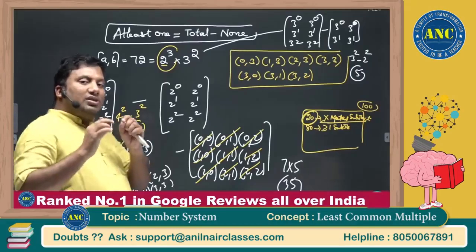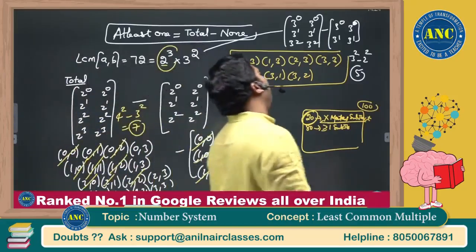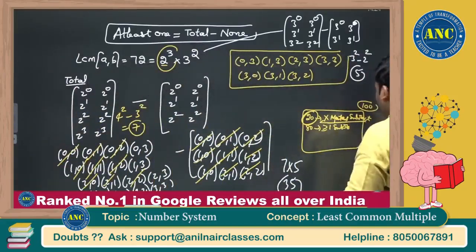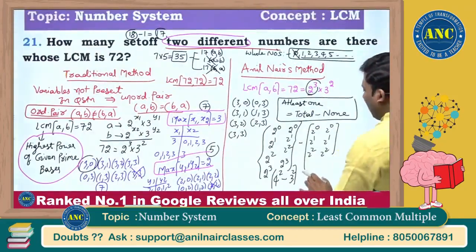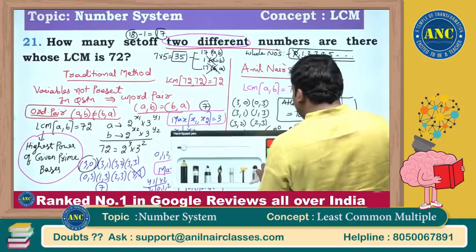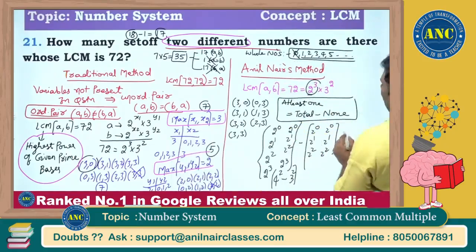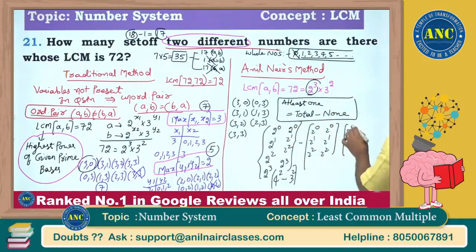LCM is defined as the highest power of the given prime bases. I hope the idea is clear. Total powers of 3: 3 power 0, 3 power 1, 3 power 2. Minus, don't take 3 power 2.